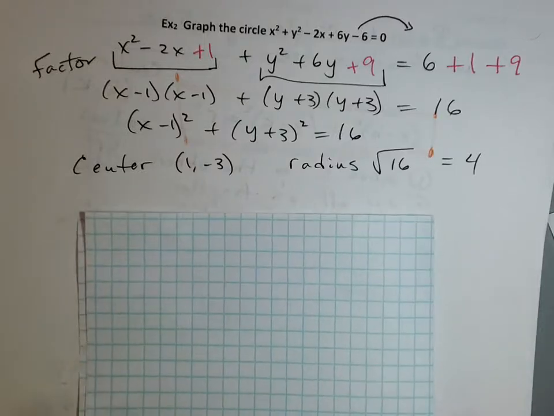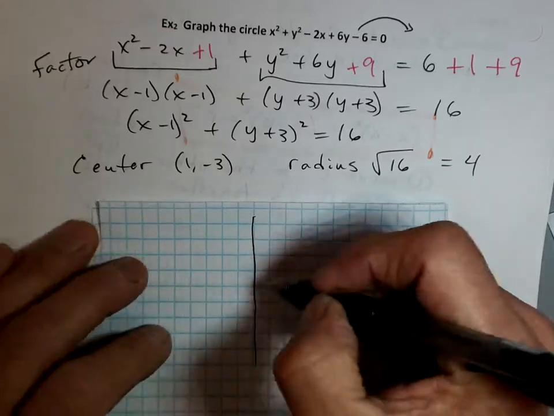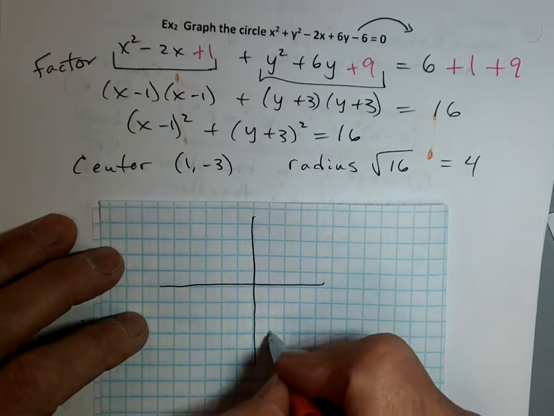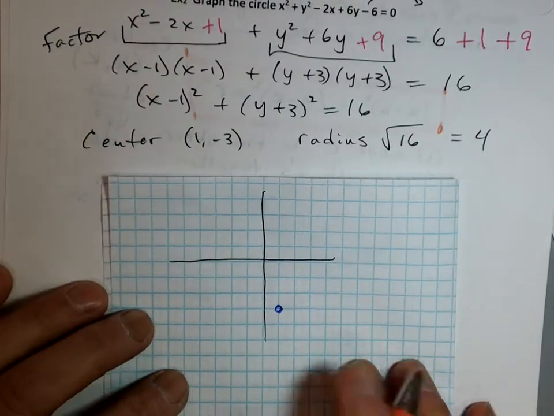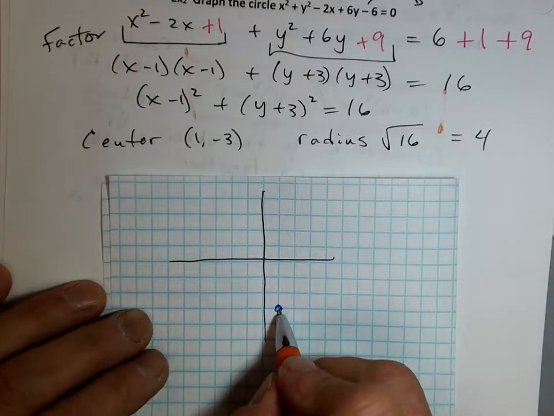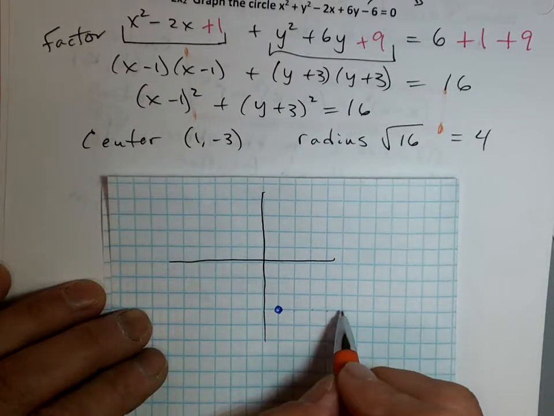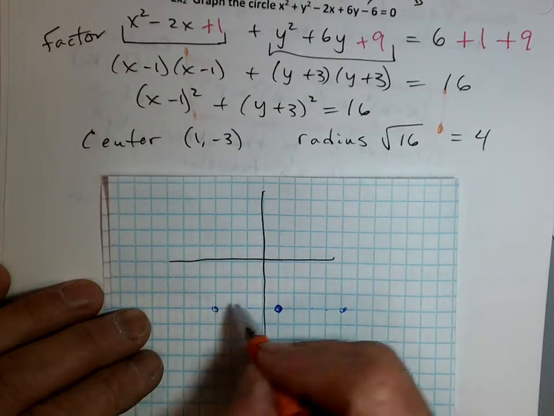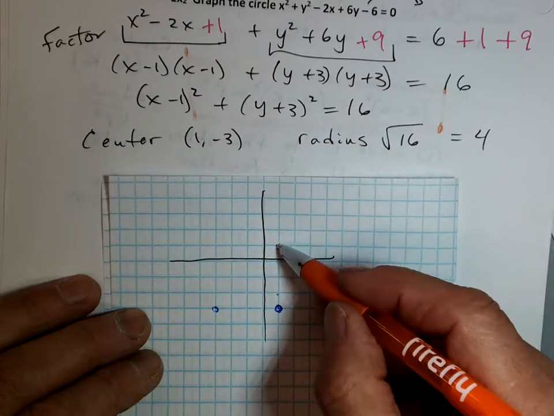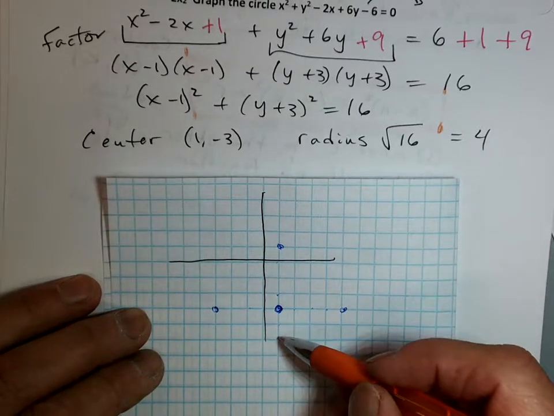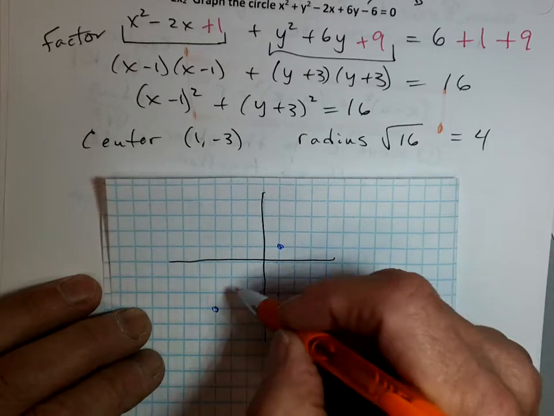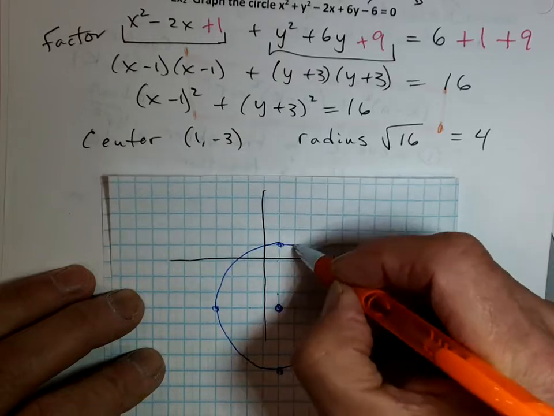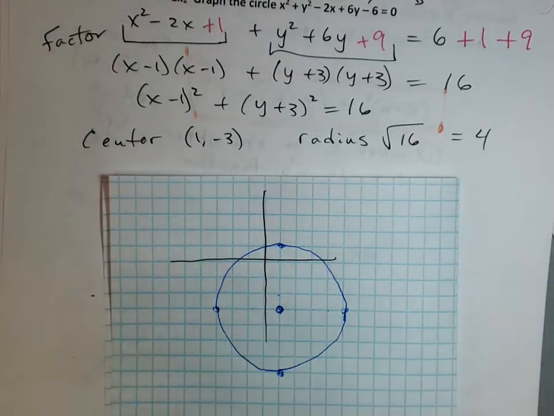So let me get down my graph paper. I'm going to go to 1, -3. I've got a radius of 4, so I'll go out from the center. I'll go out 4: 1, 2, 3, 4. I'll go back 4: 1, 2, 3, 4. I'll go up 4, and down 4. And I'll just try and draw in the best circle I can. If it looks like a potato, I don't care. Right? How's that? Good.